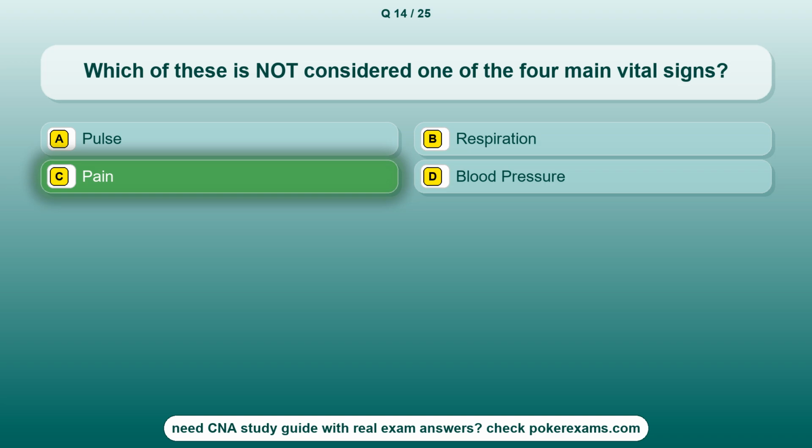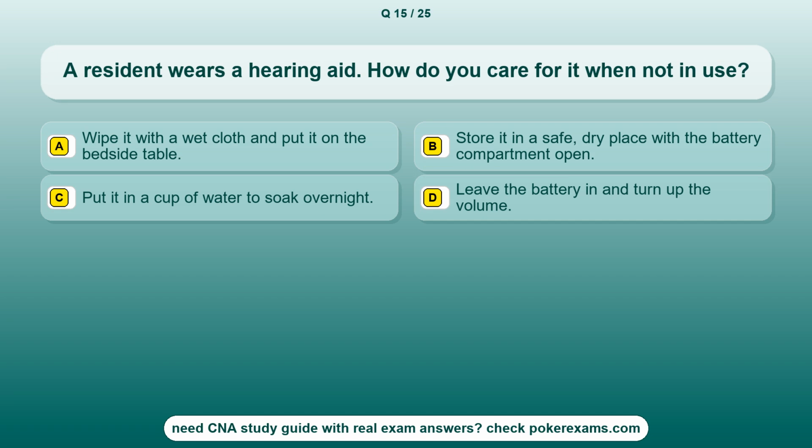The correct answer is option C. Pain. Question 15. A resident wears a hearing aid. How do you care for it when not in use? Option A. Wipe it with a wet cloth and put it on the bedside table. Option B. Store it in a safe, dry place with the battery compartment open. Option C. Put it in a cup of water to soak overnight. Option D. Leave the battery in and turn up the volume.